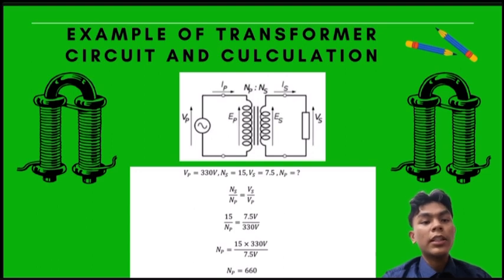or secondary winding. On this transformer circuit, I want to find the number of turns of the coil on the primary winding. Let's say Vp is equal to 330 volt, Ns is equal to 15, and Vs is equal to 7.5 volt. By using the formula Ns per Np equal to Vs per Vp, the number of turns of the coil on the primary winding can be calculated, where the final answer is 160 turns of the coil.